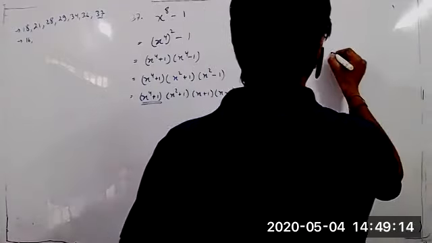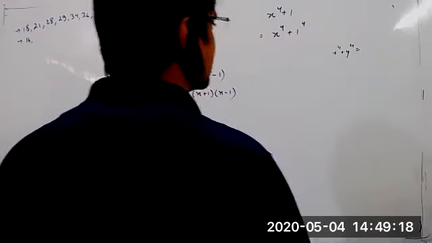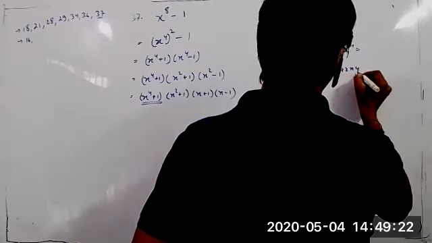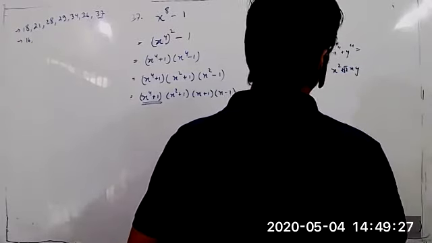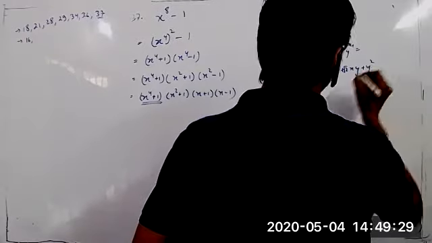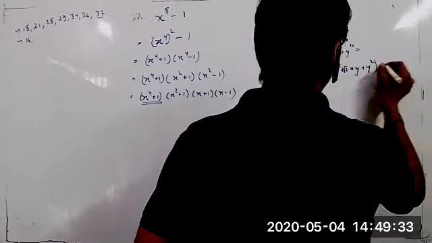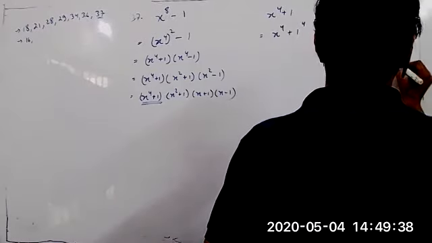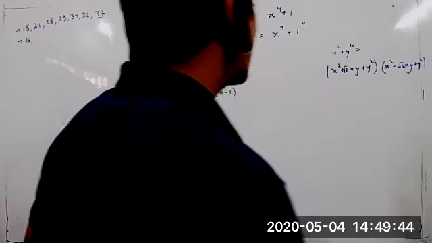What is the formula? First tell me. X to the power 4 plus y to the power 4. What is the formula? (x square plus root 2xy plus y square) and then another bracket (x square minus root 2xy plus y square). Okay.